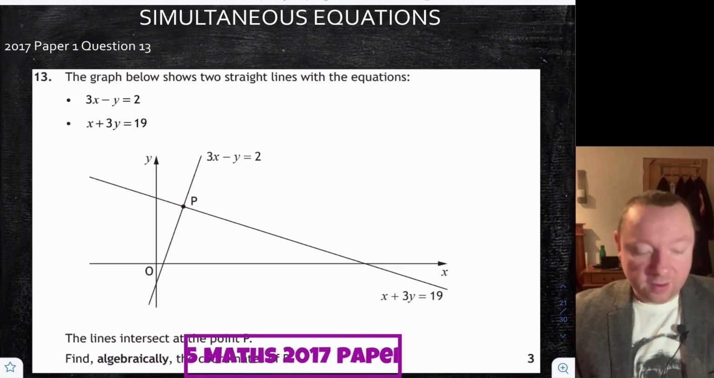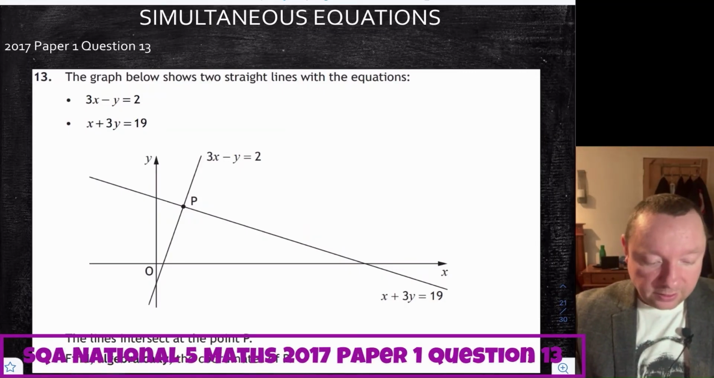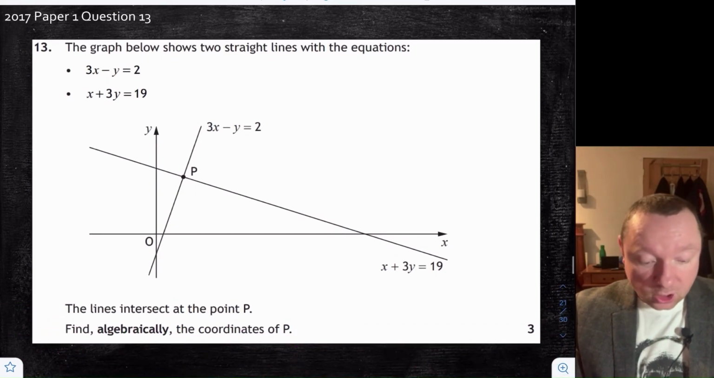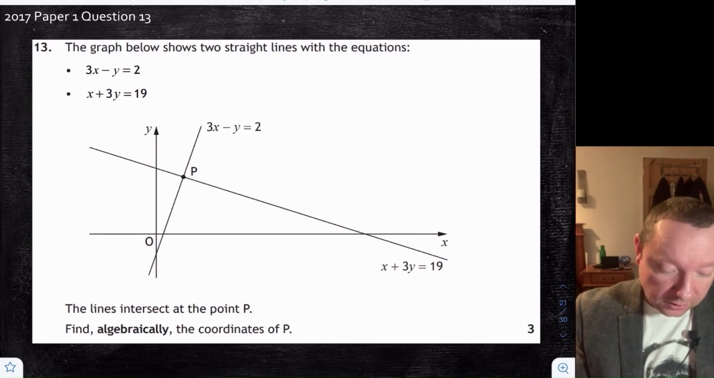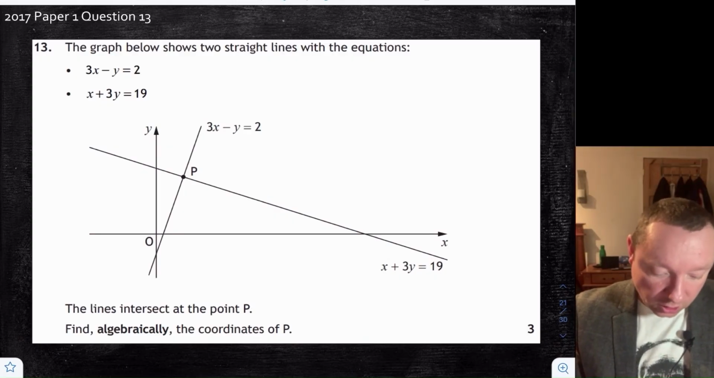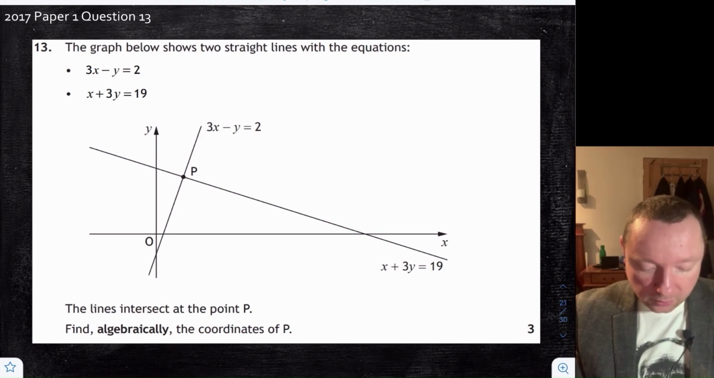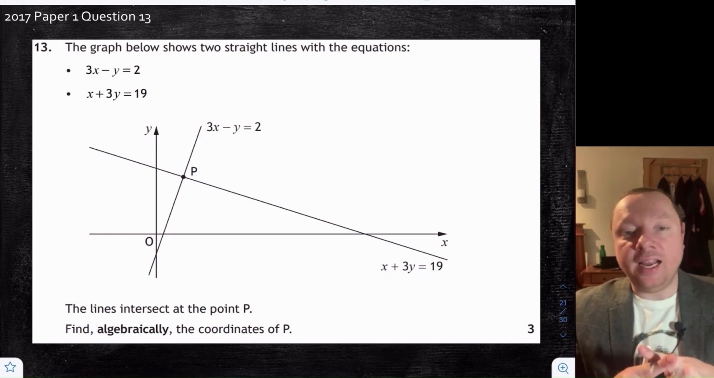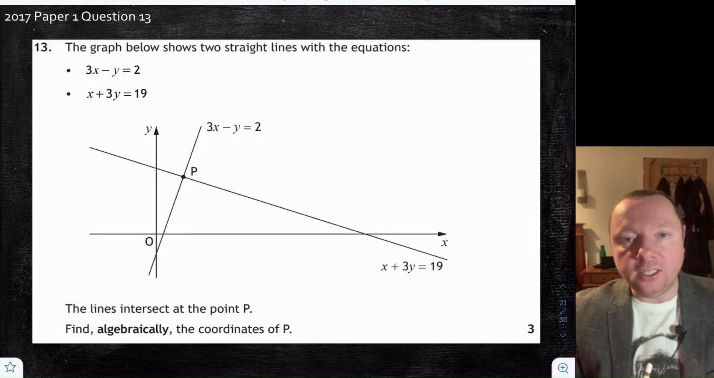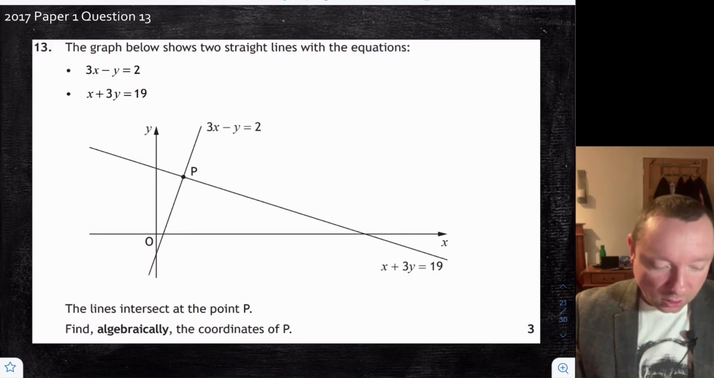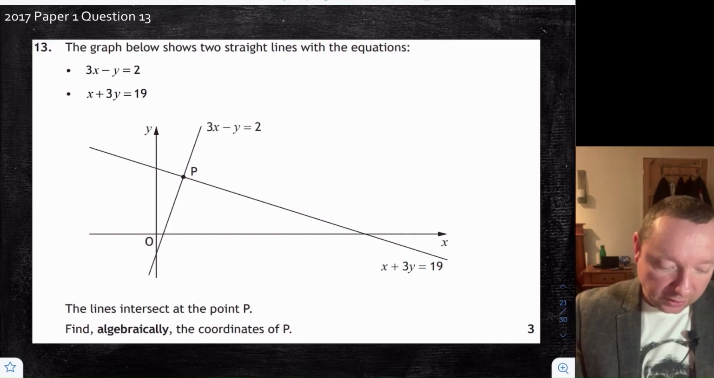Okay, National 5 Maths 2017, paper 1, question 13 was a picture, but it gave you the two equations as well. It says the graph shows two straight lines with these equations. The lines intersect at point P. Find algebraically the coordinates of point P. If it mentions point of intersection, that means solving simultaneous equations. That's a key thing to realise. So I just need to solve both of these equations simultaneously.